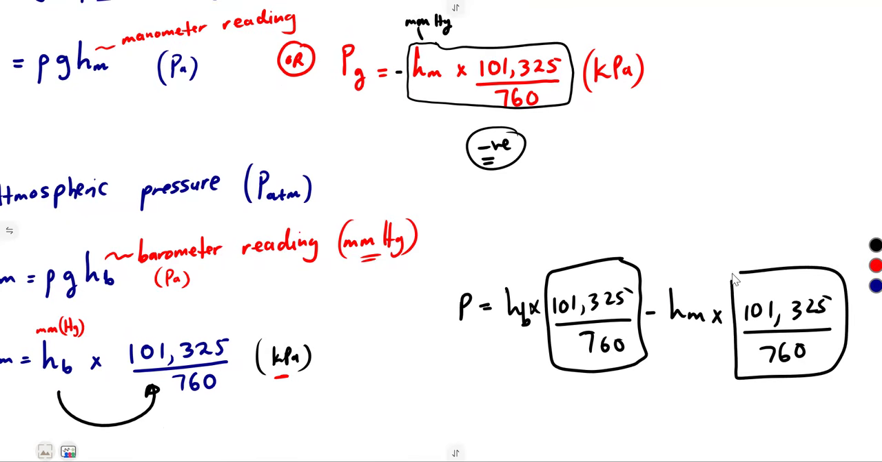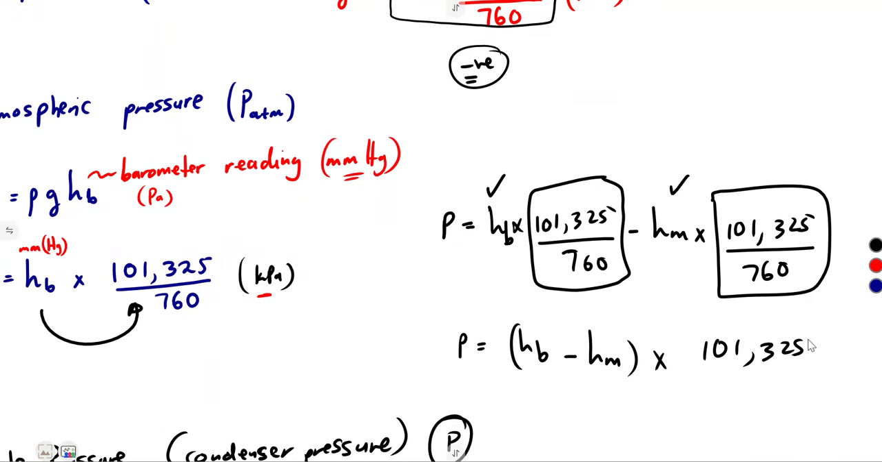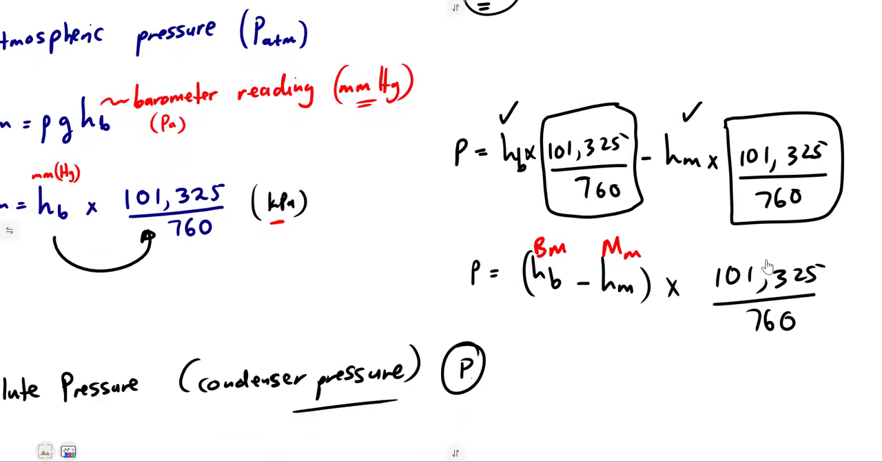So this is a common value. Here's a common value, so we can factor it out. So at the end, our P is going to be, we'll be left with what? With the HB minus what? Minus HM, times the common factor that we factored out, which is 101.325 over 760. So that is the formula that we see from our formula sheet, which will be given in terms of the barometer reading as BM, manometer reading as MM, from our old version of our textbook.